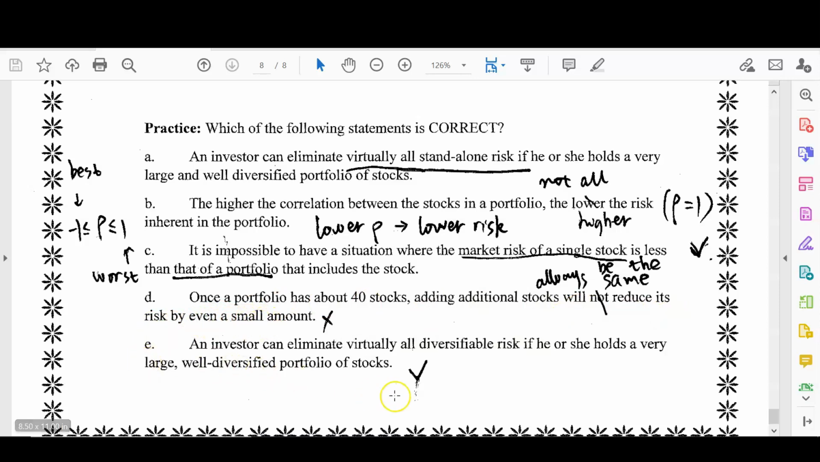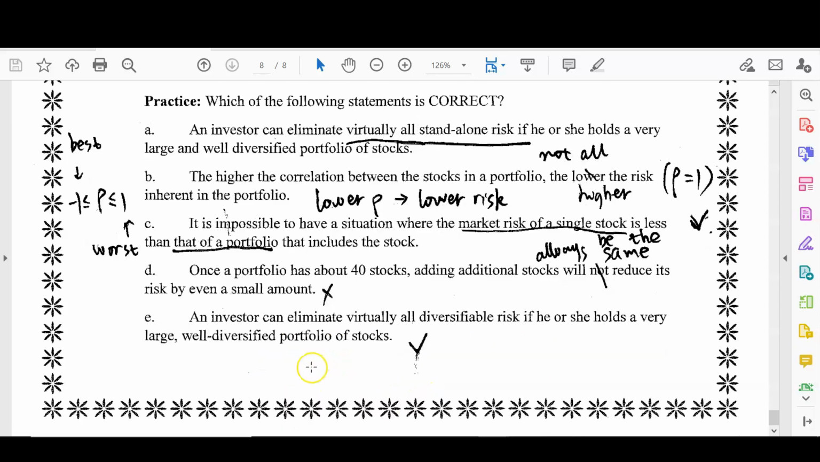Option E, this is correct. An investor can eliminate virtually all diversifiable risk if he or she holds a very large, well-diversified portfolio. That's correct. The investor would only hold market risk. Okay, that's all for class 2. We will discuss class 3 in the next video.